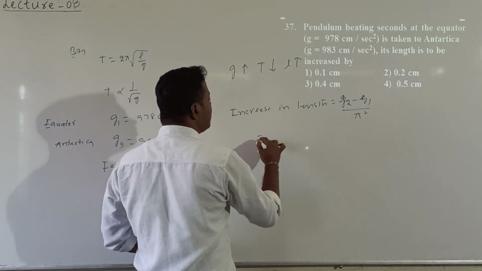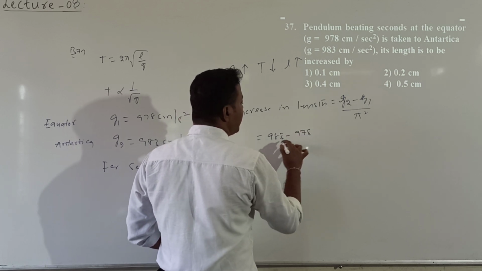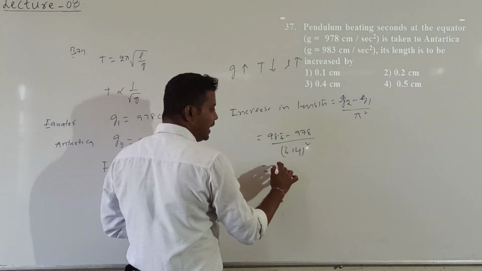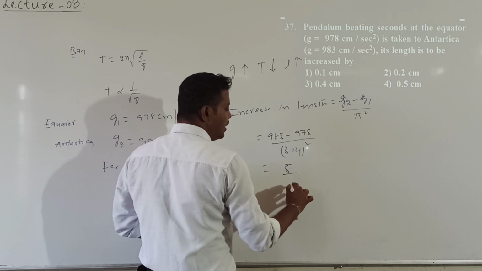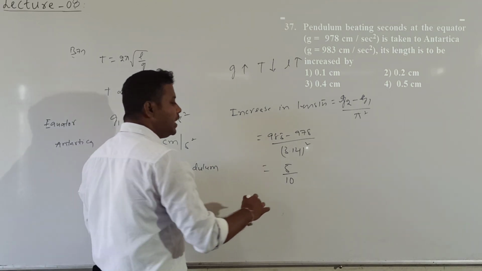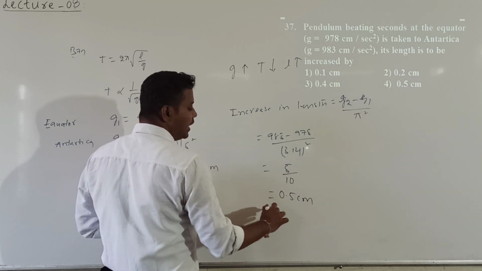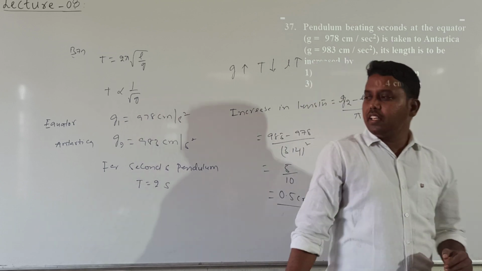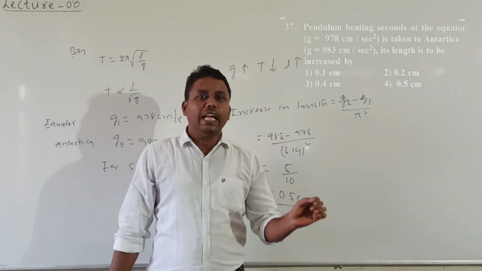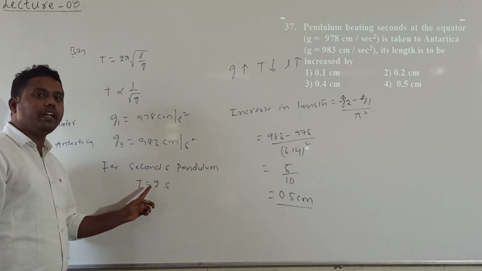So what is the G2 value? 983 minus 978, by pi square, with pi value 3.14 whole square. So 983 minus 978 is 5, by 3.14 squared, approximately 9.87, approximately 10, which gives 0.5 centimeter. This 0.5 is the increase in the length. To maintain the same time period of 2 seconds, the length is to be increased by 0.5 centimeters. Then the time period value will remain the same.